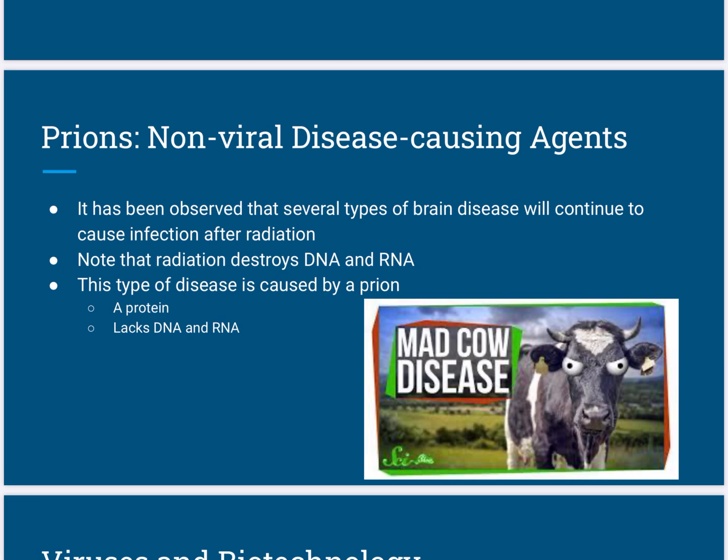So what they've discovered is these diseases are actually caused by prions. And what they are is they're a protein, and they lack DNA and RNA. As a side note, what they do is they just sort of mutate and dysfunction. So mad cow disease is a prion, and then they pass on that mutated or dysfunctional protein by ingestion. So simply eating a cow that has mad cow could make you susceptible to mad cow disease.